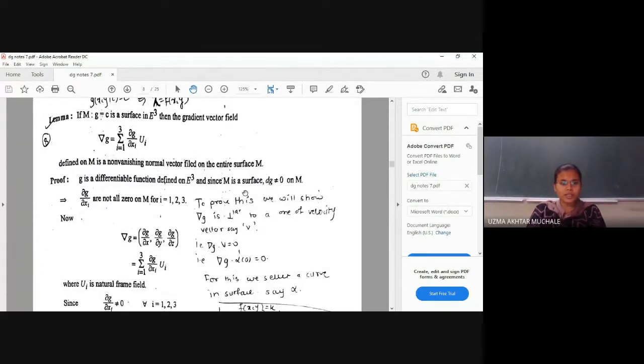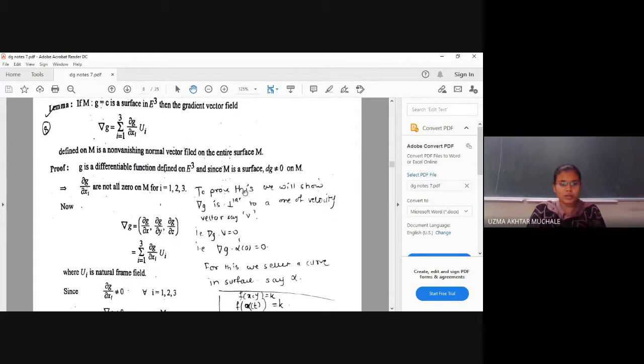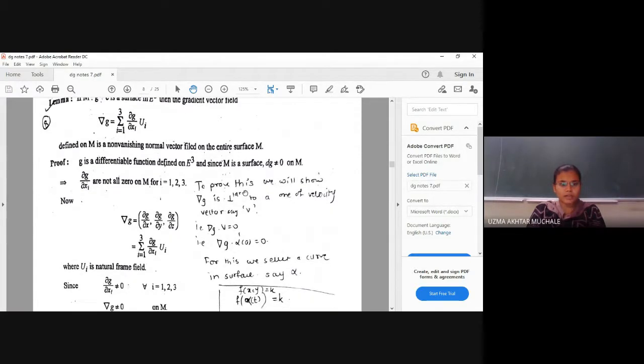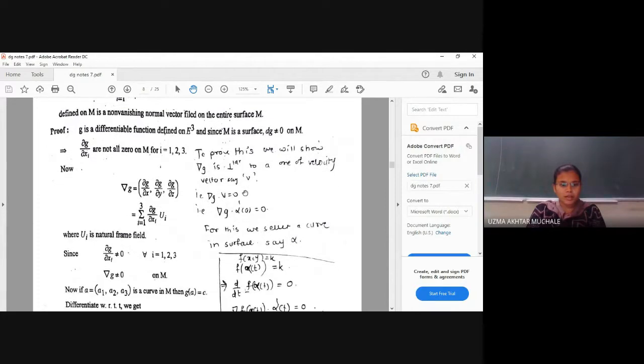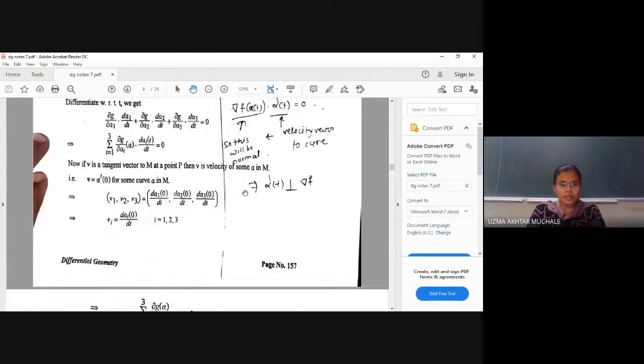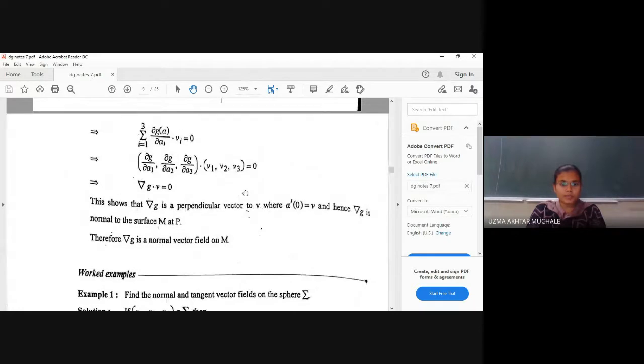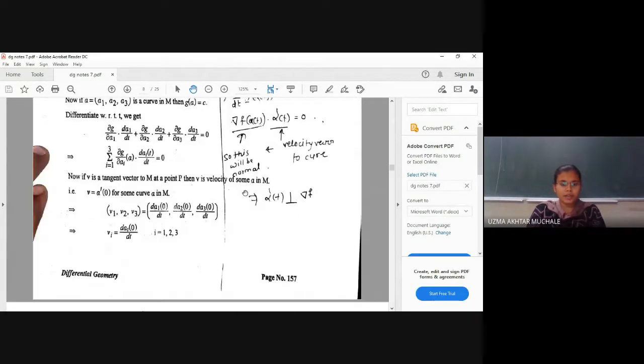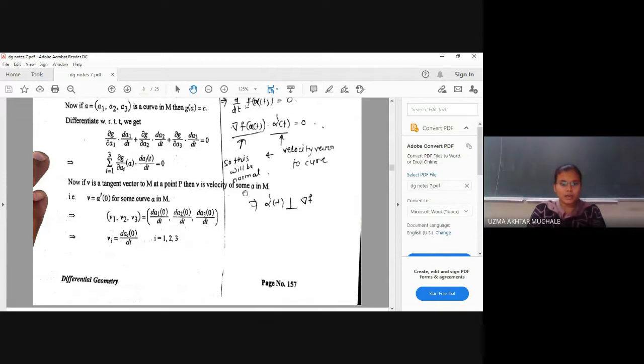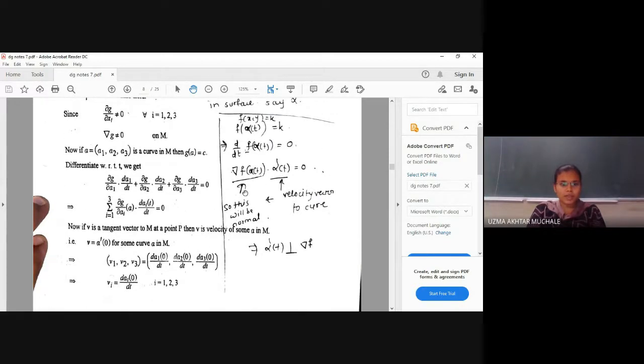Next, one surface is given to you and we need to find the normal vector to the surface. This del g will give you the normal vector field to the surface. Why will it be a normal vector field? Because its dot product with a vector v is always 0. And what is the vector v? We have dA1 by dt, dA2 by dt, dA3 by dt. And how have we found this? With the help of g(alpha) equals c.